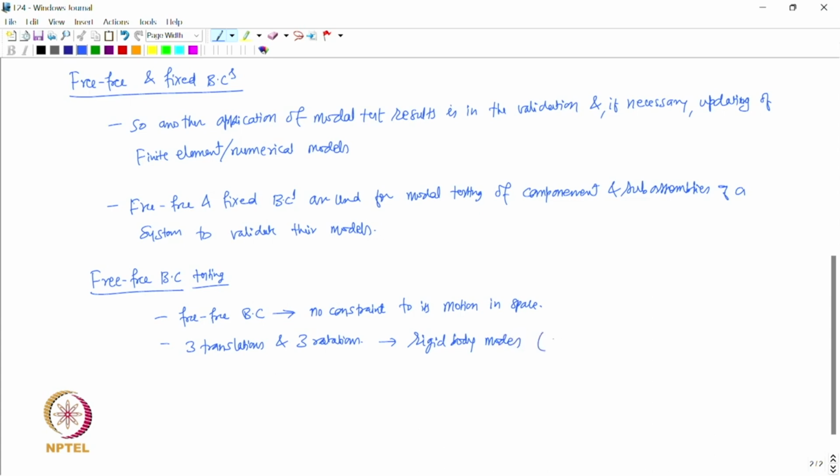Because these motions do not produce any deformation or strain in the body.